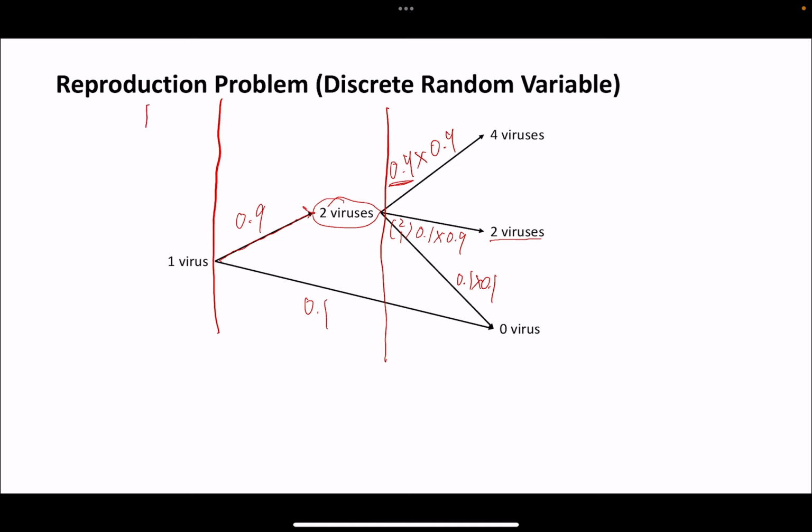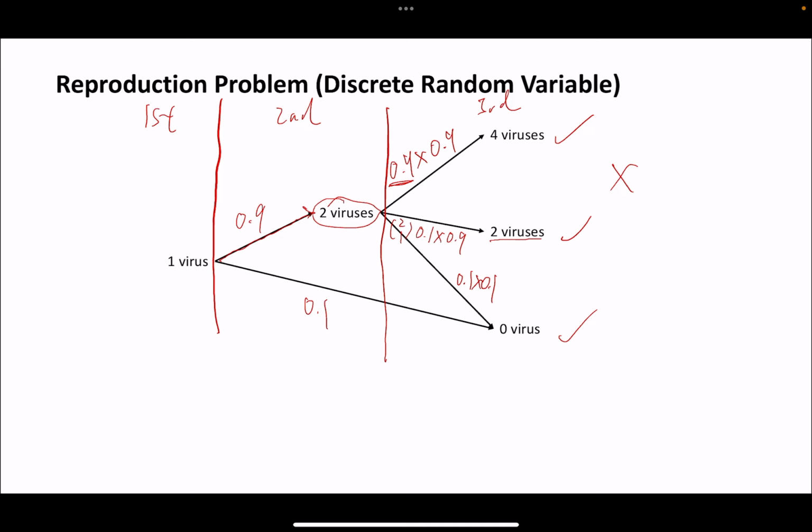So here it is quite clear. Probably I'll just draw some boundaries here. This is the first generation, this is the second generation, and this is the third generation. We are interested in the probability distribution of the number of viruses in the third generation. We can easily see from this tree that there are three possible numbers of viruses in the third generation: 4 viruses, 2 viruses, and 0 viruses. And we have already listed down the probability for each path.